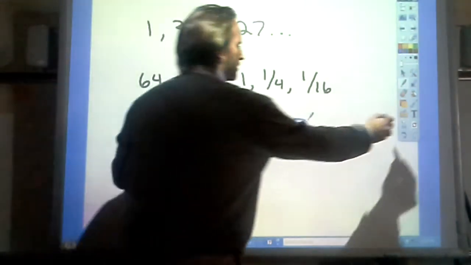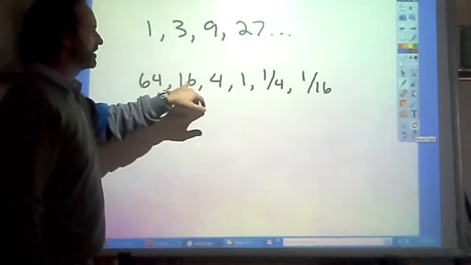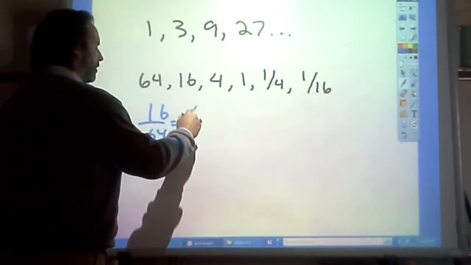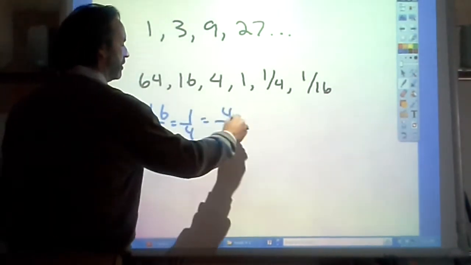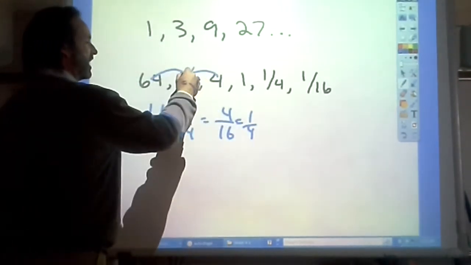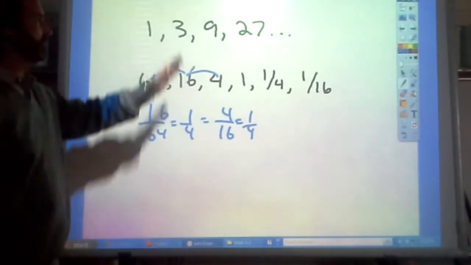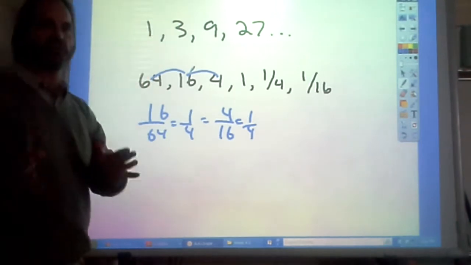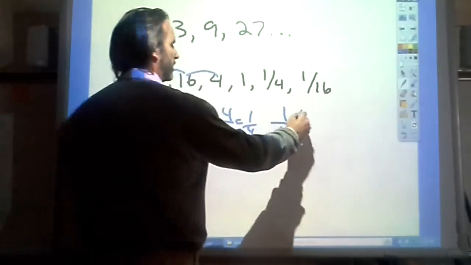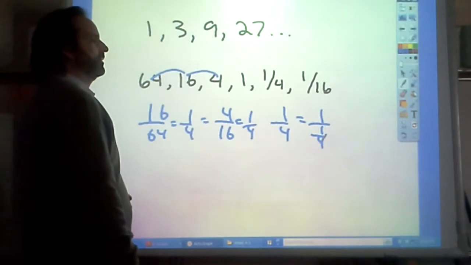Let's look at this sequence. My common ratio is a fraction. 64, 16, 4, 1. 16 over 64, 1/4, equals 4 over 16 equals 1/4. This over this divided by this. So a term divided by its preceding term gets you your common ratio. 1 divided by 4 equals 1/4.